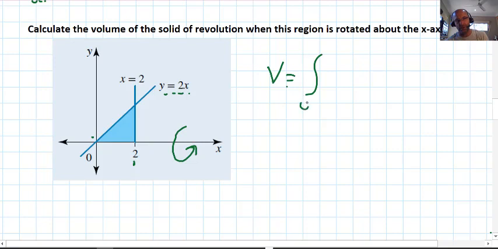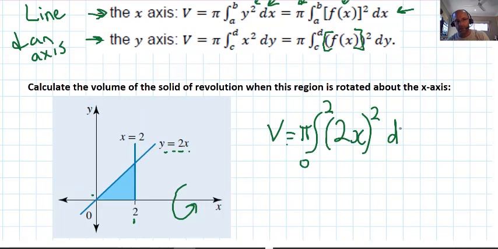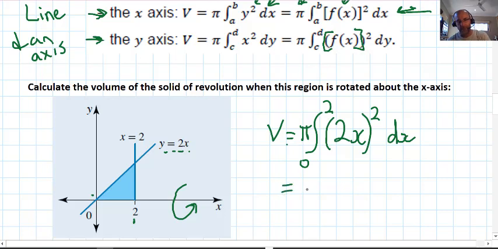So we're going between 0 and 2, and we can put pi out the front there, and we have f of x, which is the governing function, so that's squared dx, and I'll just scroll down so you can see how that relates to the top formula there. Okay, so we go ahead and evaluate this. I'm going to square it first. So we've got essentially 4x squared dx there.